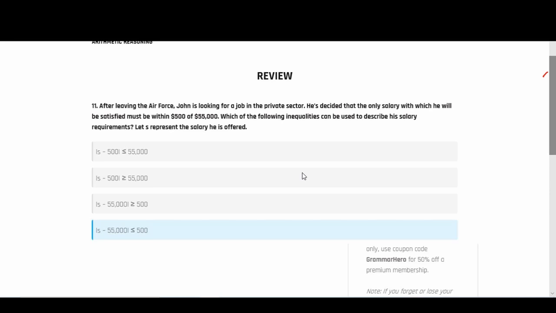So in general, the way I think of this one is the difference between the salary he's offered, which is going to be this, the salary he's offered minus 55,000, must be less than or equal to 500. Okay? And that's just taking this problem and transcribing it into an absolute value inequality.